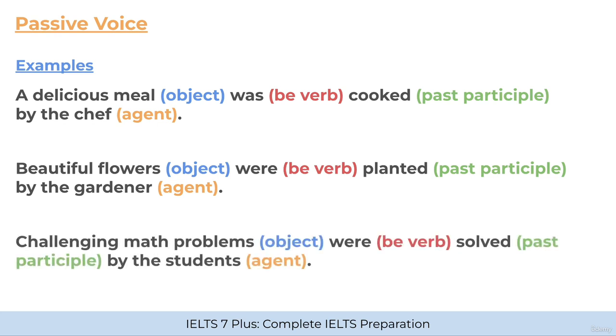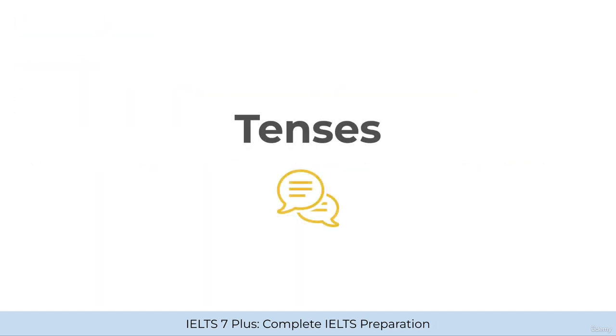Challenging math problems. The object, were, be verb, solved, past participle, by the students. So hopefully this is really showing you that the passive voice is perhaps not as daunting as it might seem, and it can be formed using this formula. Okay, let's have a look at each tense then, because of course active and passive voice, they are intertwined with the tenses, and they change accordingly. So we'll look at each tense and we'll look at an example of both active and passive.